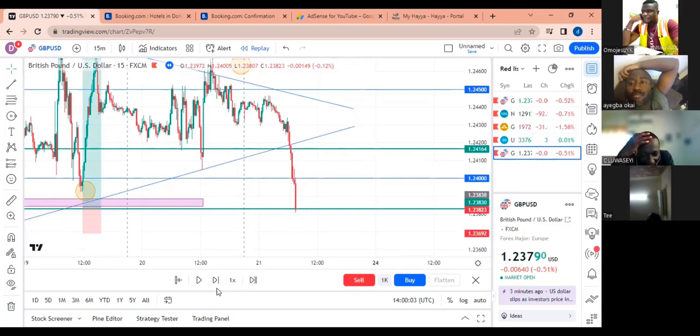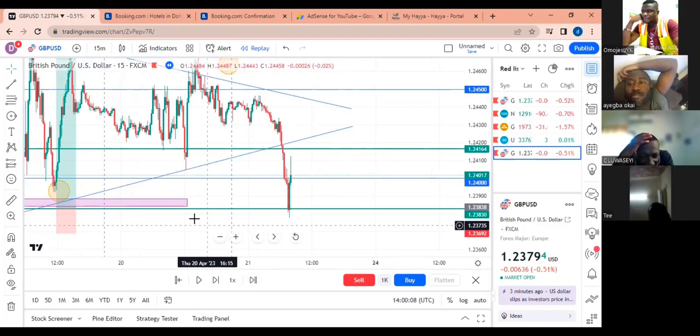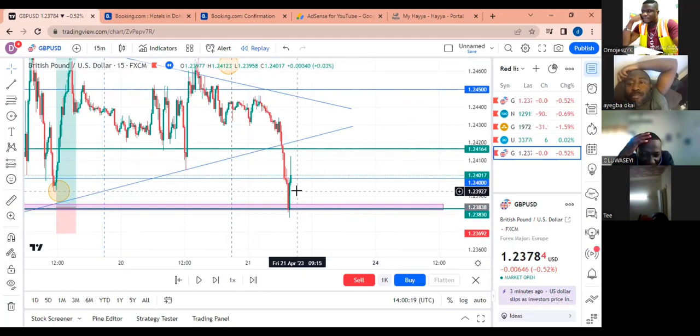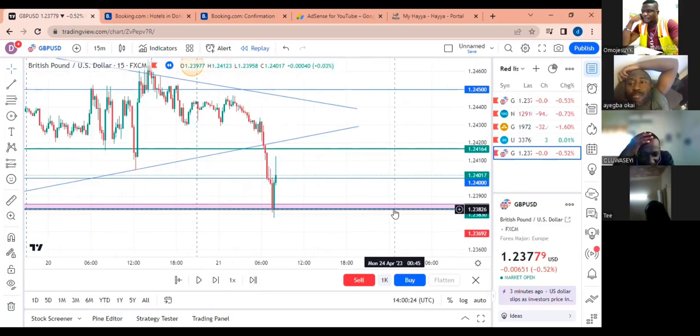We have a reaction here. So what are you going to do here? I actually took this trade. I waited this morning for the second leg. This is around 8 a.m. And this reaction occurred around the low of the week.